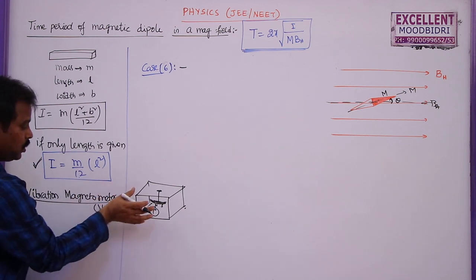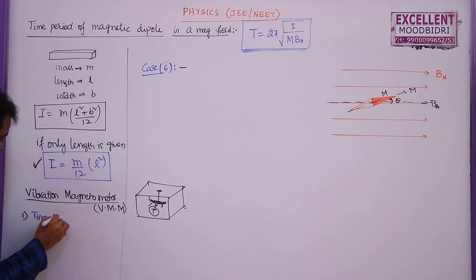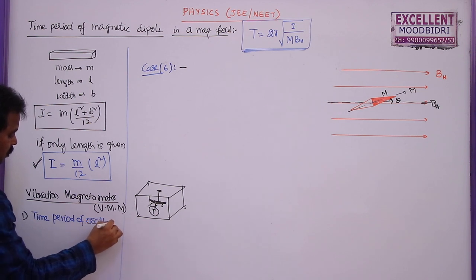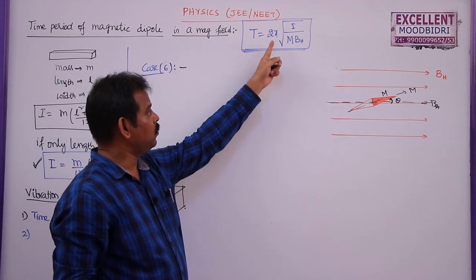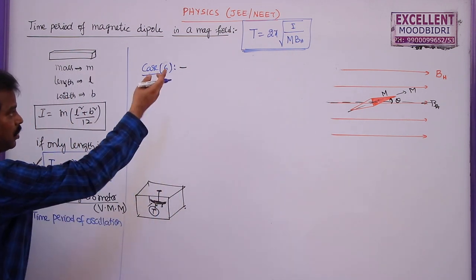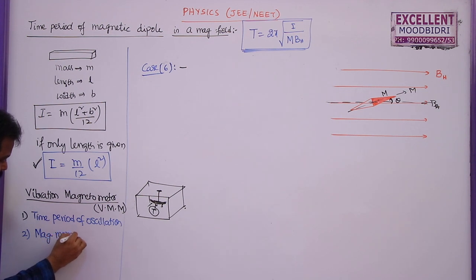So what is the use of vibration magnetometer? The first use is to find the time period of oscillation of a bar magnet. But what is the use of finding the time period? If you know the time period and the moment of inertia, we can find the magnetic moment of the bar magnet without measuring its pole strength and magnetic length.